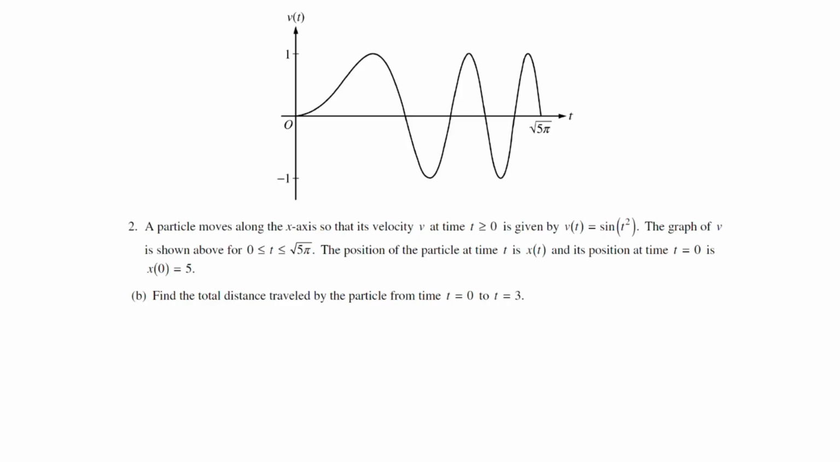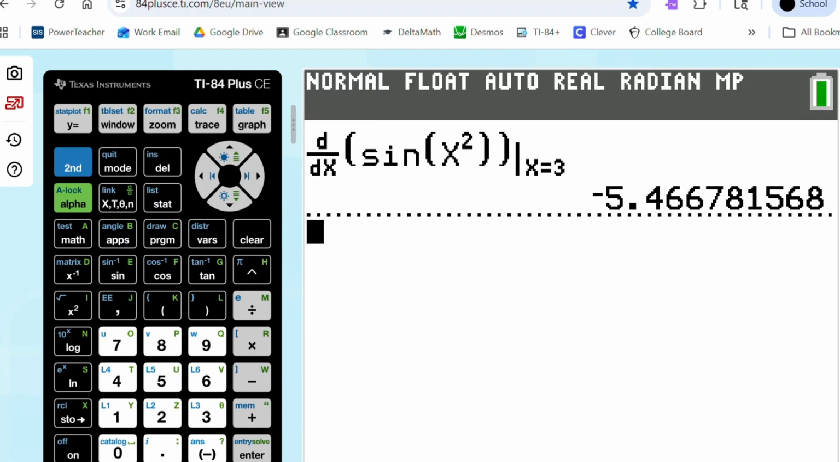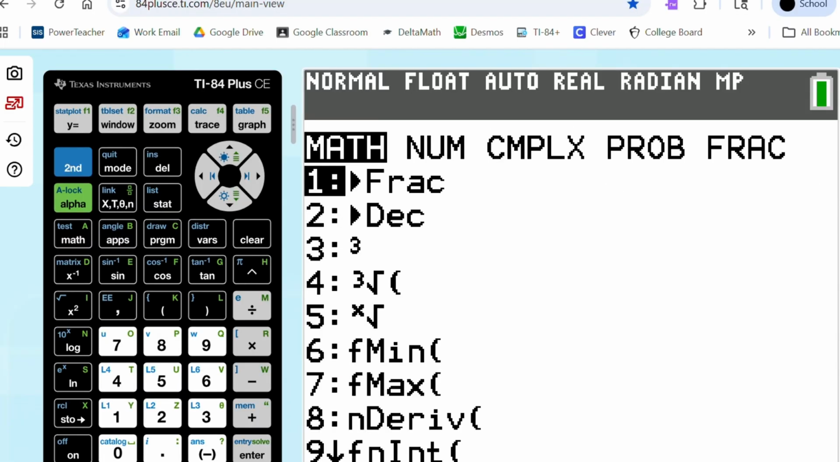In part B, it wants us to find the total distance traveled by the particle from 0 to 3. Well, total distance traveled is always just an integral of speed, where speed is the absolute value of the velocity. So we just want to integrate the absolute value of the velocity from 0 to 3. And again, since this is a calculator question, you can just go in and hit math.